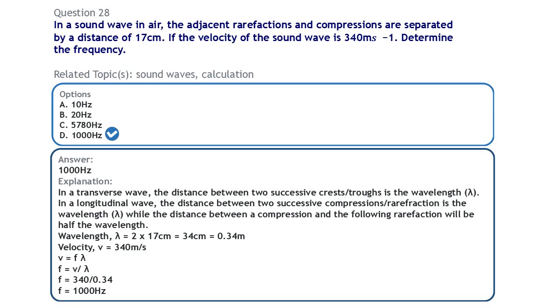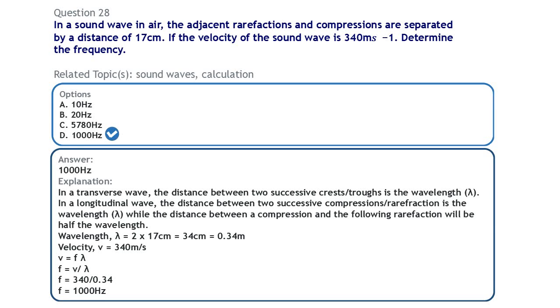So this is the formula that I'm using now. The velocity you are given directly in the question as 340 meters per second, so we have that already. However, they did not give us the wavelength. So how do we get the wavelength? In a longitudinal wave like sound wave, the distance between the rarefaction and compression is half of the wavelength.